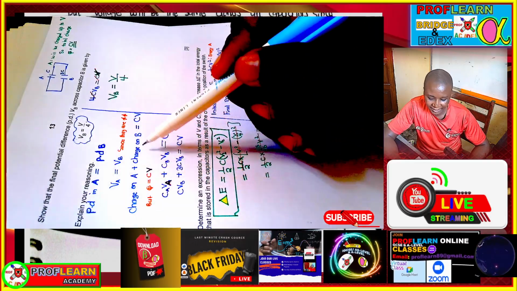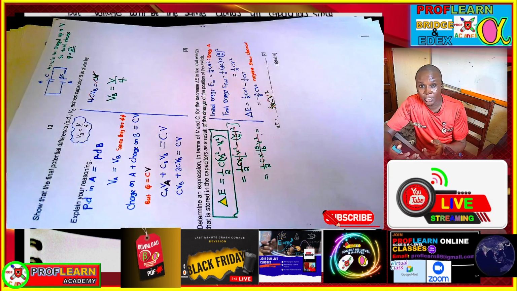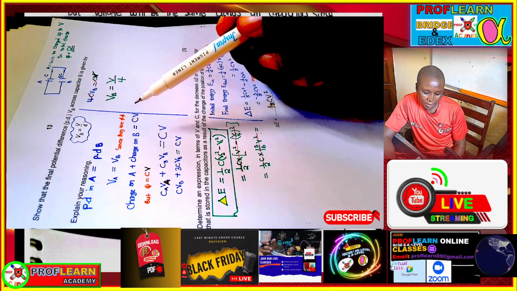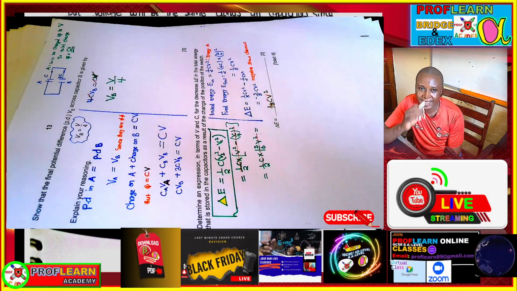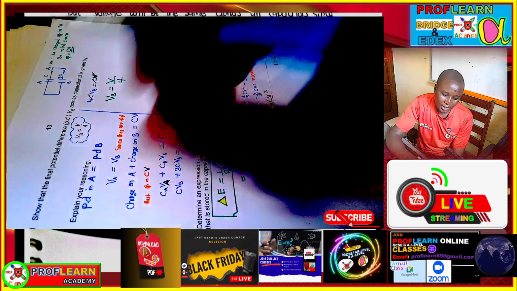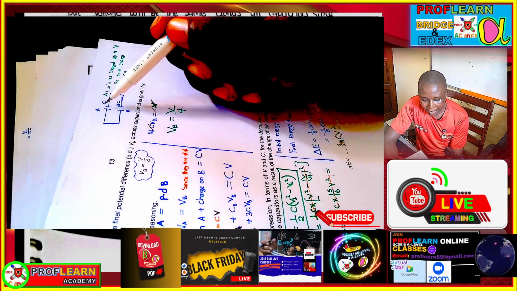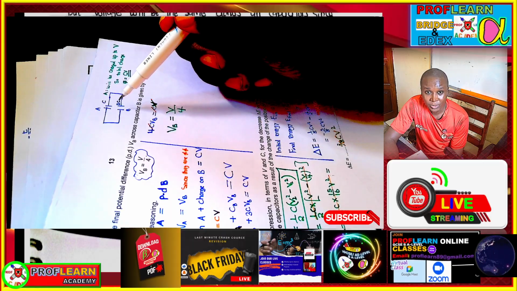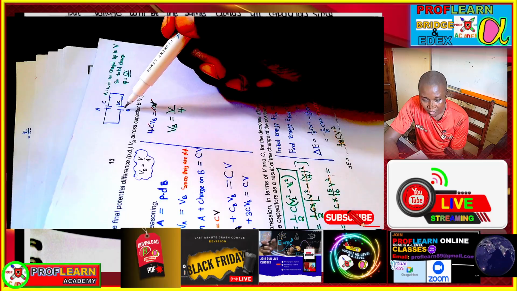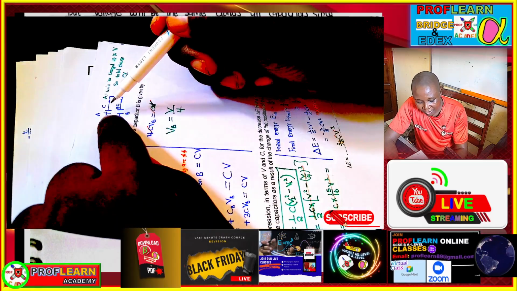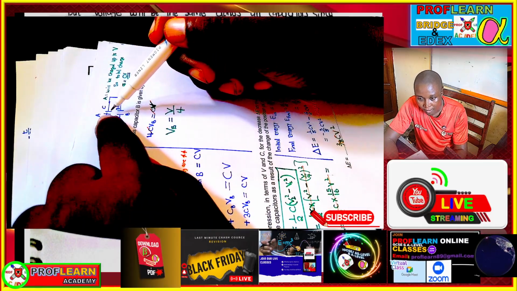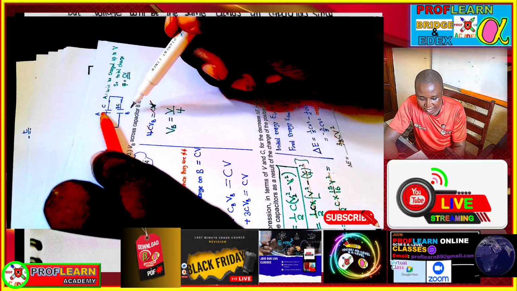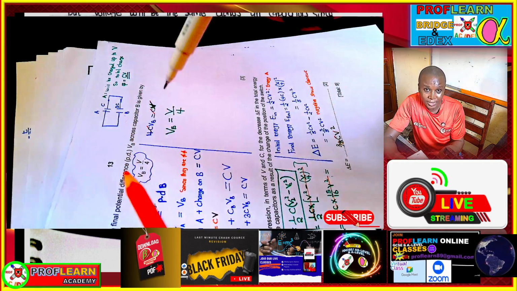Charge on A plus the charge on B, charge is conserved. Charge in A plus the charge in B is going to be equal to the original charge that was there in capacitor A. Remember, capacitor A is the one that was having charge. This one was not having charge. So charge will flow until the final charge on this one and the final charge on this other one, if you add the two charges, you are going to get the charge that was in A.